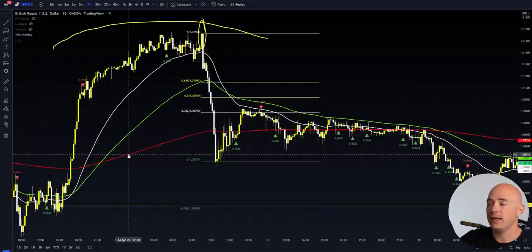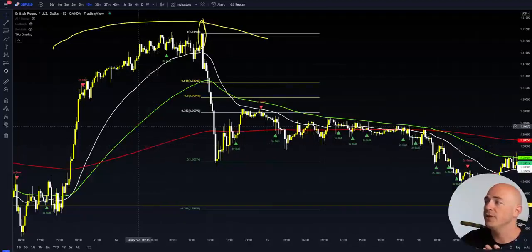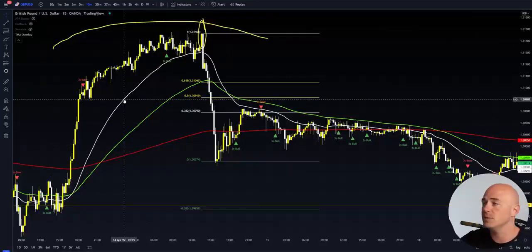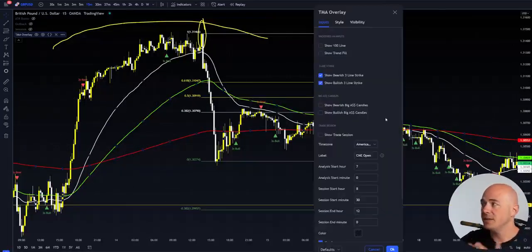So this is my indicator, the TMA overlay, and you can see we have the 200 moving average, the 50 moving average, and the 21 moving average. These are all smoothed moving averages. They're the ones that I prefer. I've changed the settings a bit just to show me 3-line strikes and the 21, the 50, and the 200. Everything else is unticked.